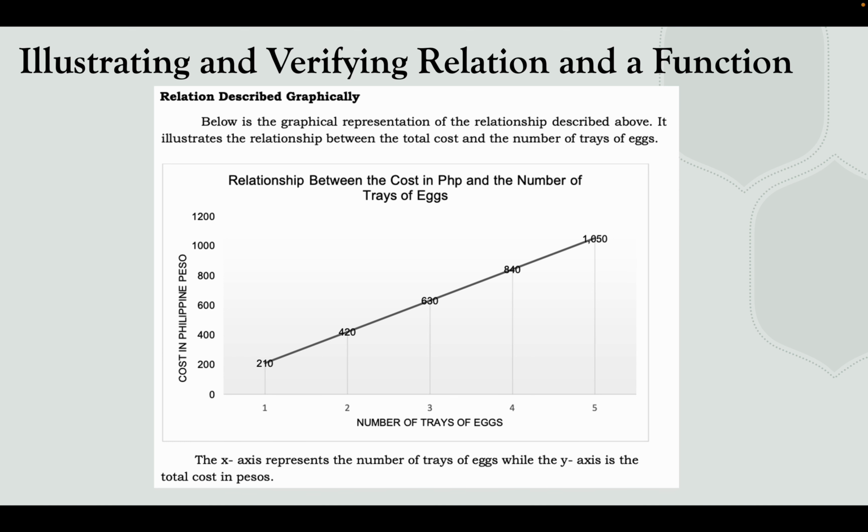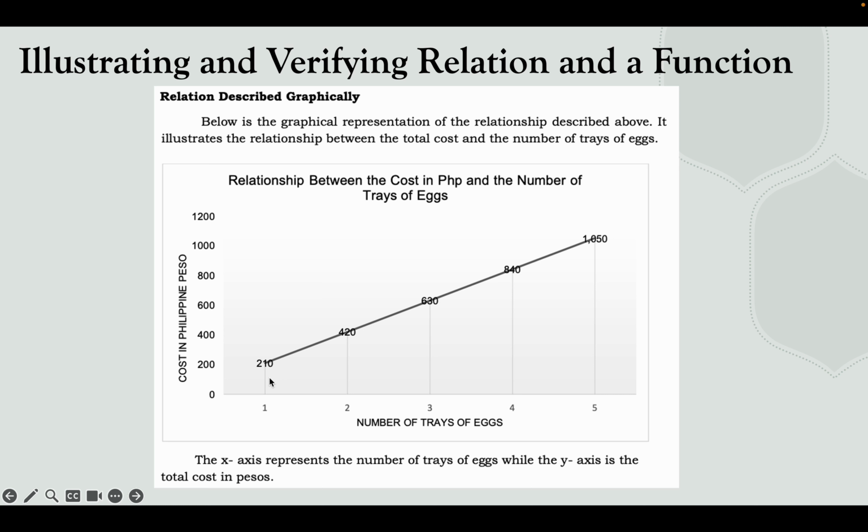So a relation can also be described graphically. Below, the graphical representation illustrates the relationship between the total cost and the number of trays of eggs. We have here the x-axis, which represents the number of trays of eggs, while the y-axis is the total cost in peso.